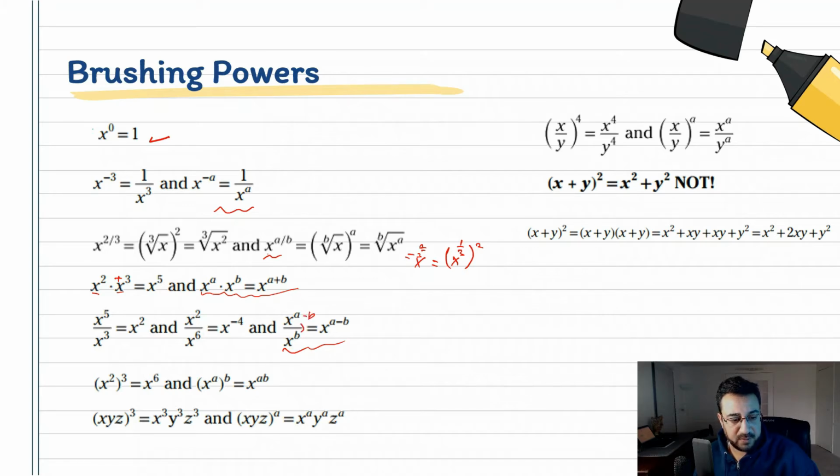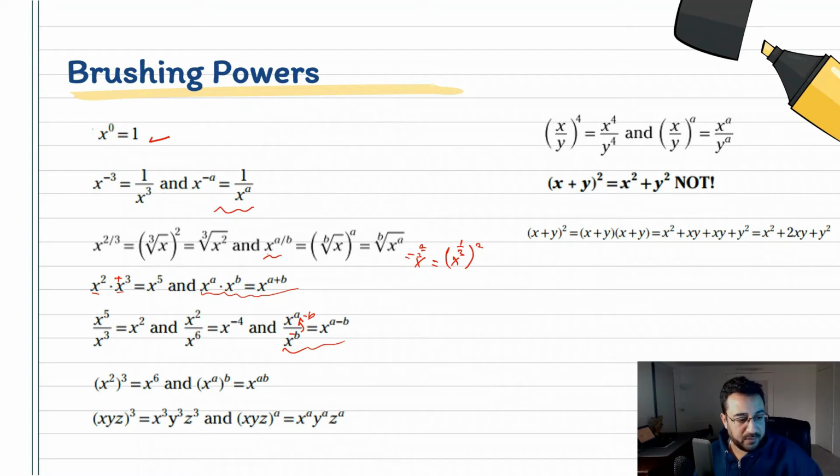So when you flip the b up here, you change the plus sign into minus. So that's x to the power of a minus b. I'm sure you know these. We're just refreshing your minds about them to make sure you are ready to get into the calculus.